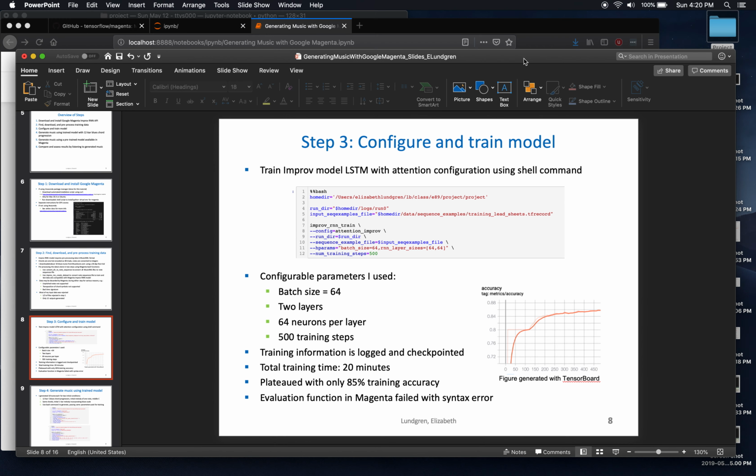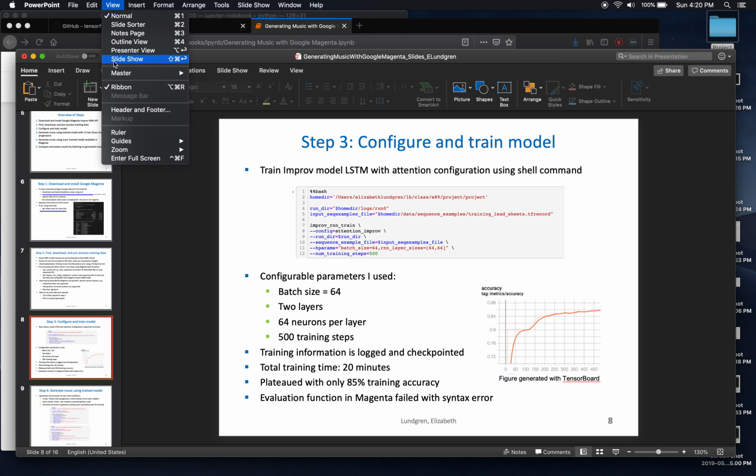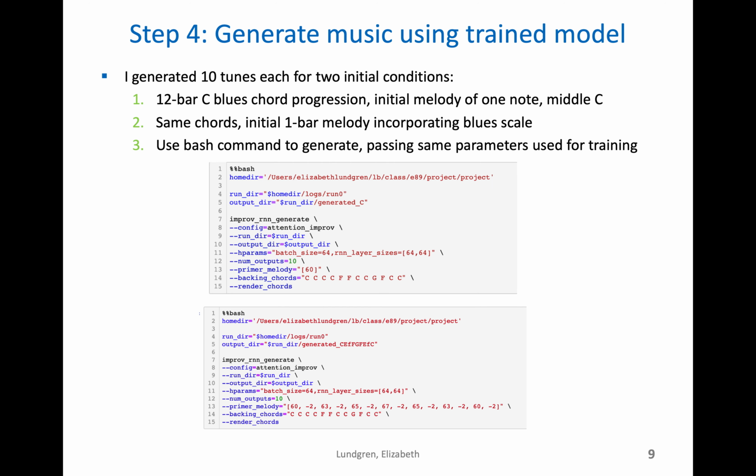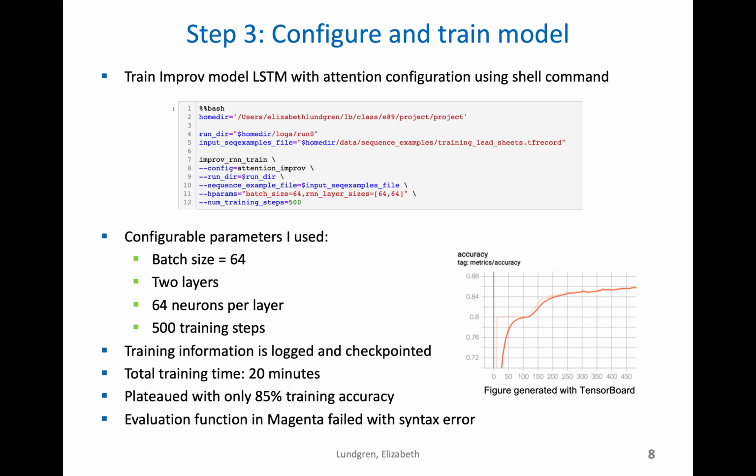So next, I want to configure and train the model. Here, I'm going to go back to slide view because it's easy to see the code here. You don't actually need to look at it in the Jupyter Notebook. So to train the data, I use improv RNN train.